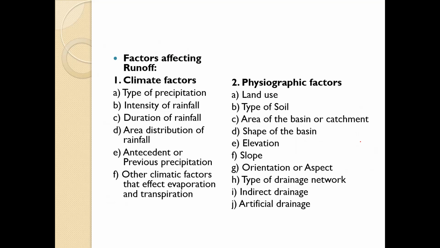Now, what are the factors affecting the runoff? First is the climatic factor: type of precipitation, intensity of rainfall, duration of rainfall, area distribution of rainfall, then antecedent or previous precipitation, then other climatic factors that affect evaporation and transpiration. So these are the factors affecting the runoff by climate.